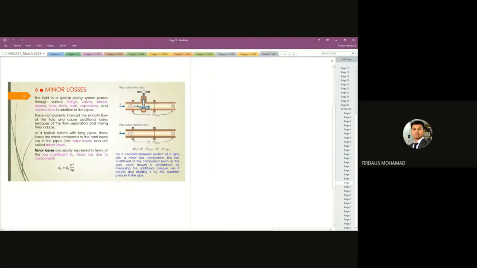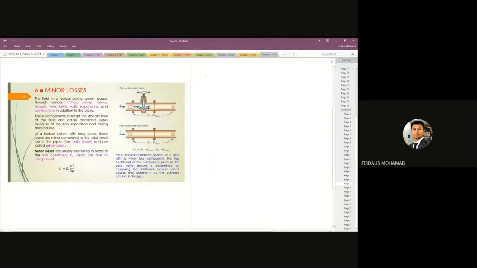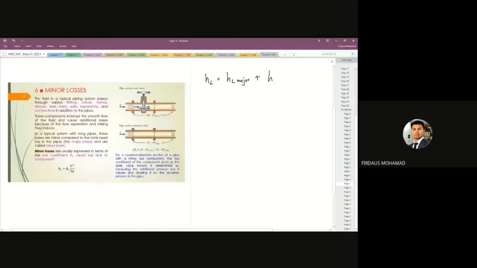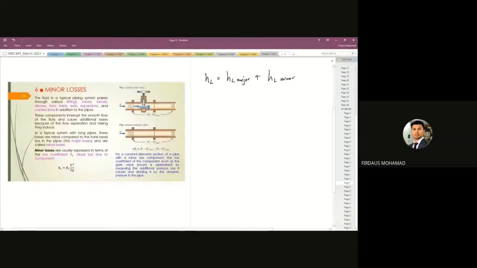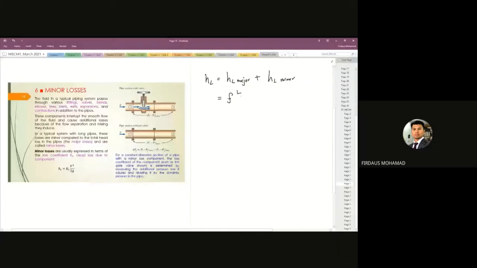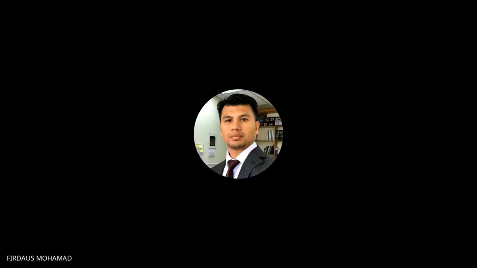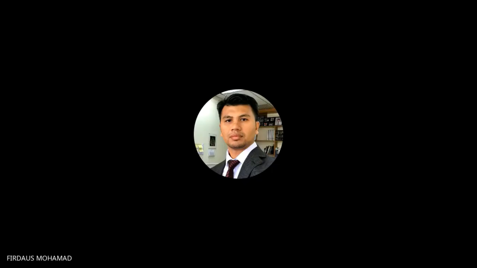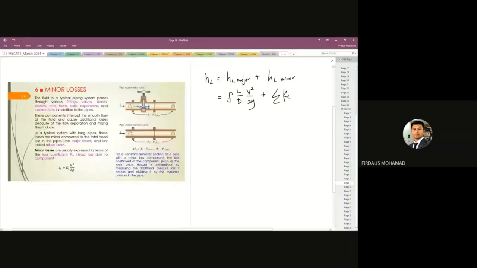As mentioned yesterday, the total head loss consists of HL major and HL minor losses. HL major is calculated based on the friction factor f, the ratio of length per diameter for the pipe, and then V squared over 2g, which is the velocity head. Plus the HL minor. HL minor uses the loss coefficient for all the piping fittings, for example. KL is the loss coefficient multiplied by V squared over 2g.